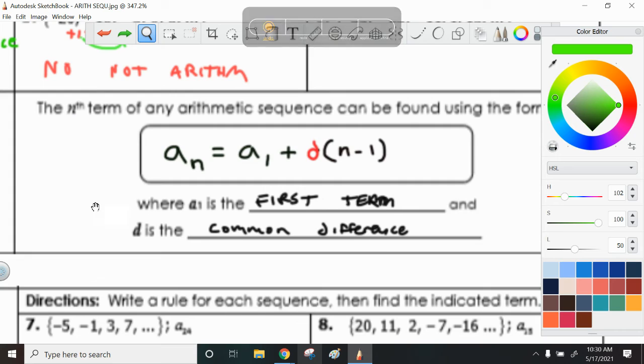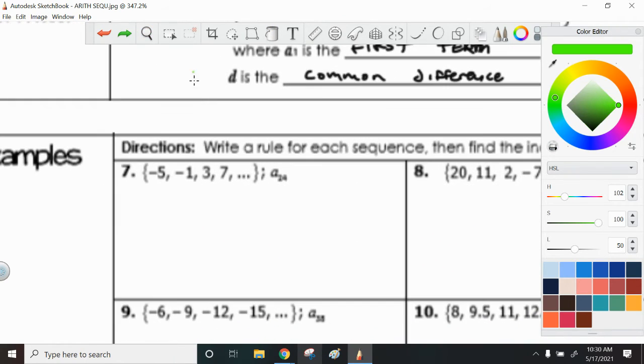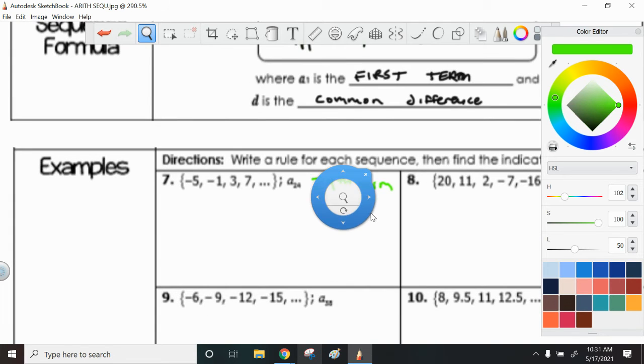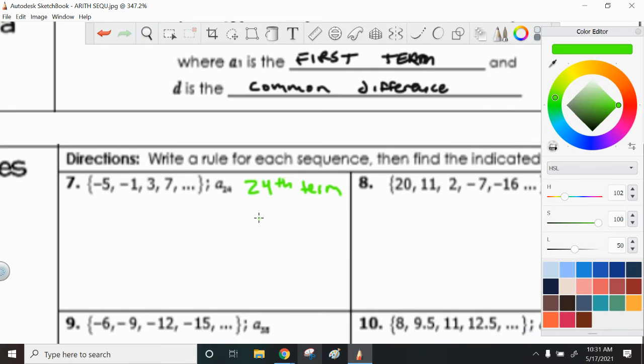So for example, number 7 is asking us, is this a pattern? And then they're going to ask us for something. What this is saying is, can you give me the 24th term of this pattern? So if we find the difference, we could just brute force it and keep going over and over again. Or we could use Jamarius' shortcut, the arithmetic sequence formula, and find the term that we wanted.